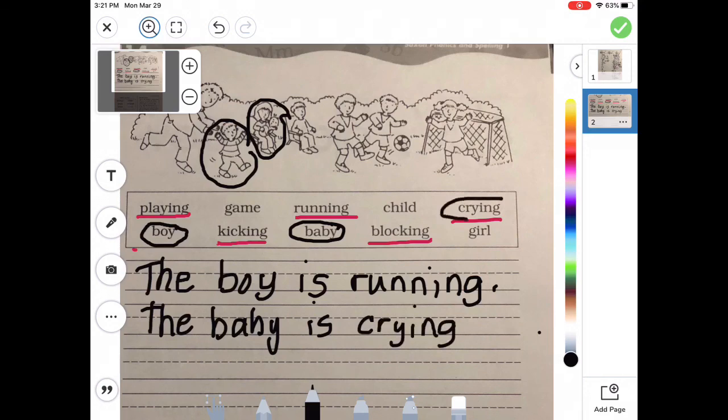All right, so I'm going to circle the words that we've used. Now, I'm going to challenge you to try to make your own sentence, okay? So try to make your own sentence with this.